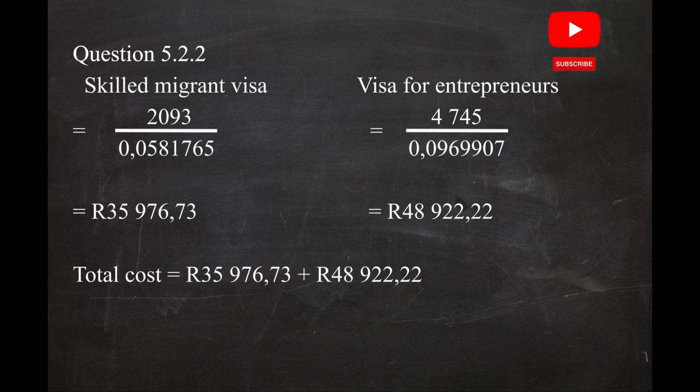The total cost of the two visas is 35,976 Rand 73 cents plus 48,922 Rand 22 cents, and this equals a total cost of 84,898 Rand 95 cents. Rounding this value off to the nearest 100 Rand will give you a total cost of 84,900 Rand.